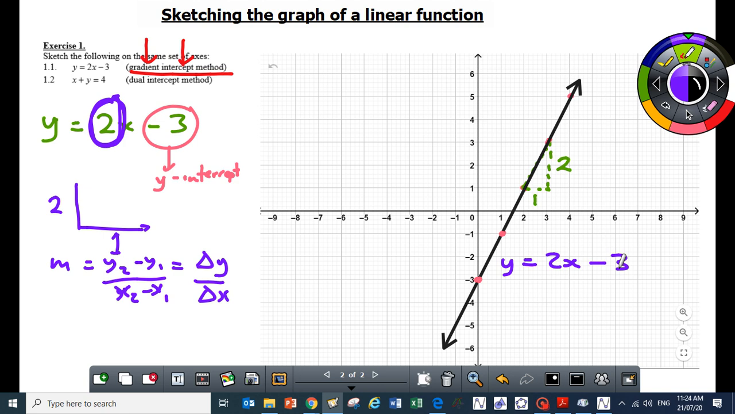Any question? Okay? If the gradient is positive, the straight line must be slanting to the right. If the gradient is negative, the straight line must be slanting to the left. So the shape of the graph will also be allocated a mark. So generally it's 3 marks to actually sketch it. Any question? Before I move on to the dual intercept method.